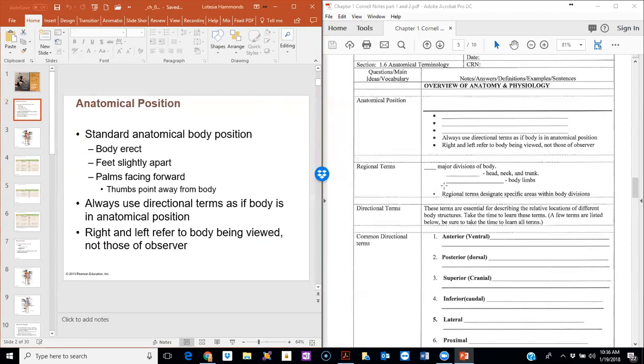Regional terms, these are the terms that are specific to the area of the body to increase precision in identifying the area of the body. Example would be brachium, which is the arm. It is reserved for the upper arm and the antebrachium, or the forearm. It is used rather than saying lower arm. All right, so regional terms.